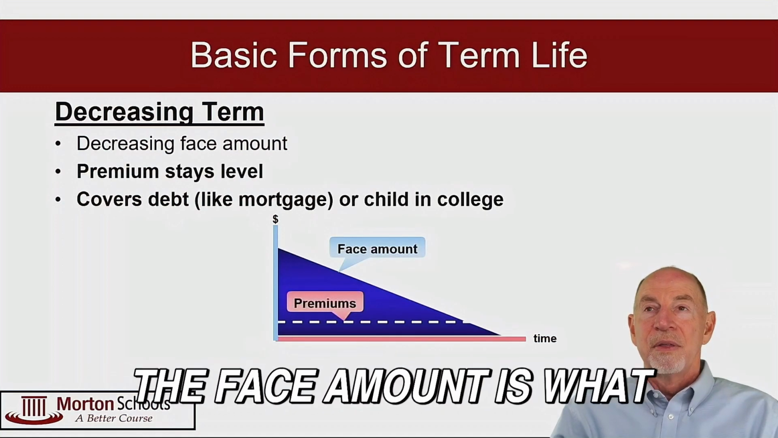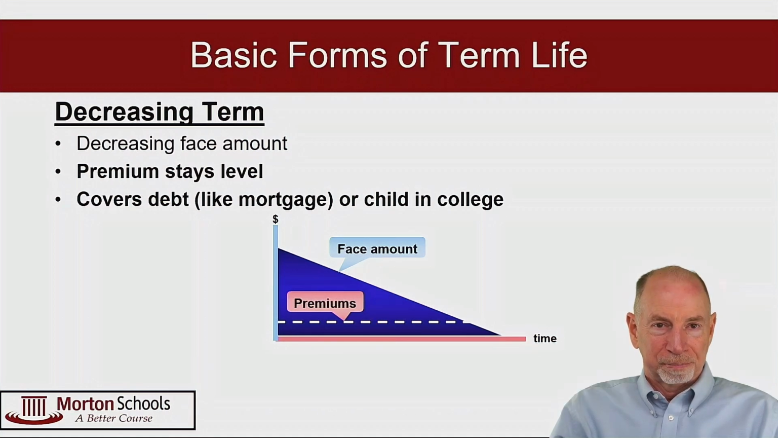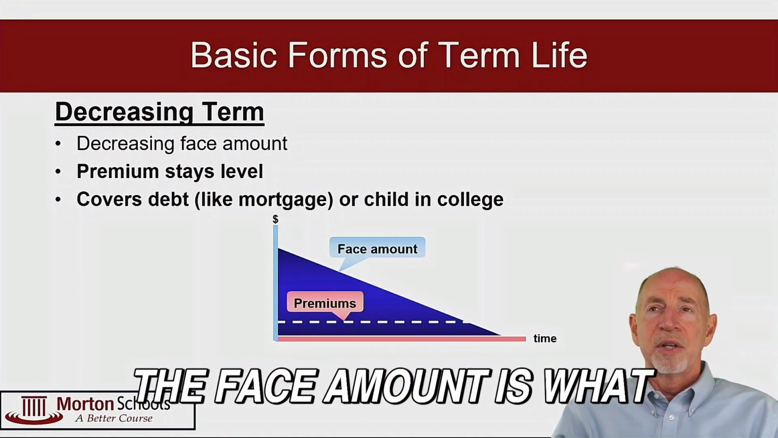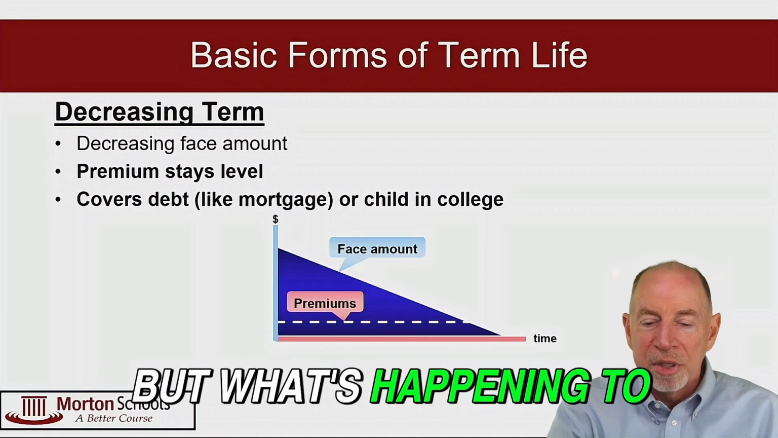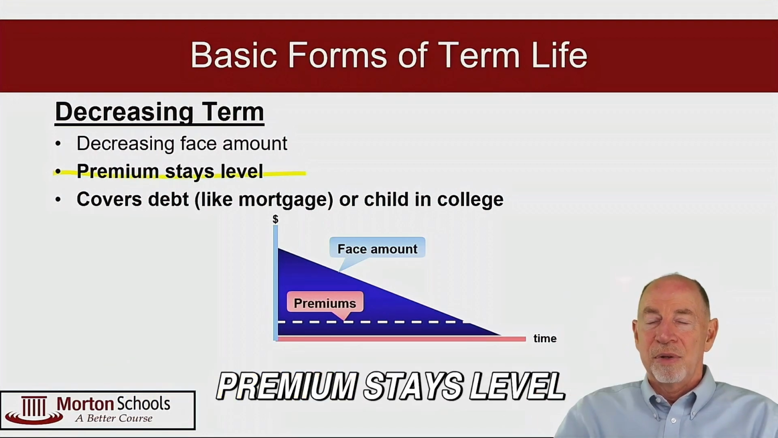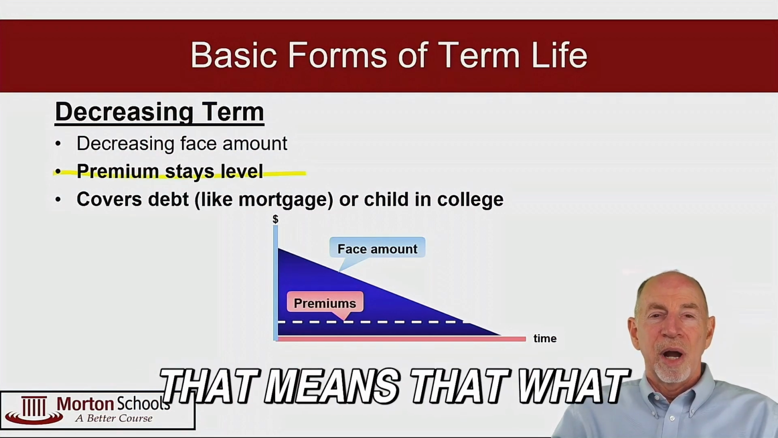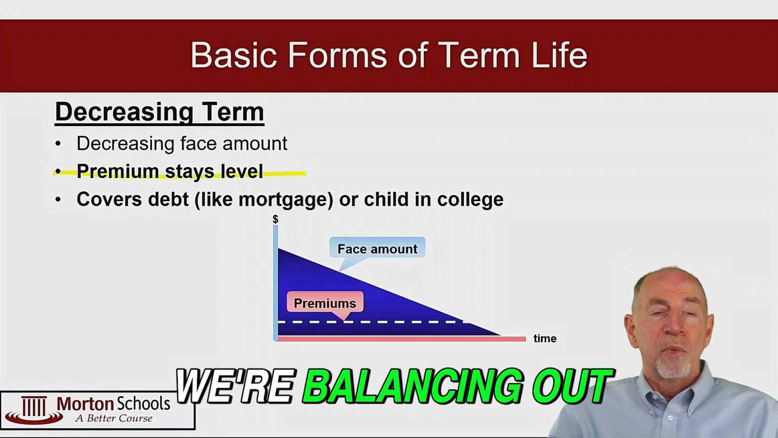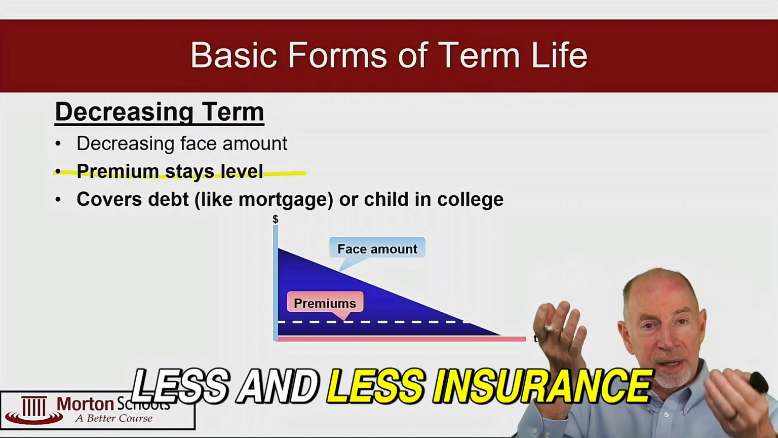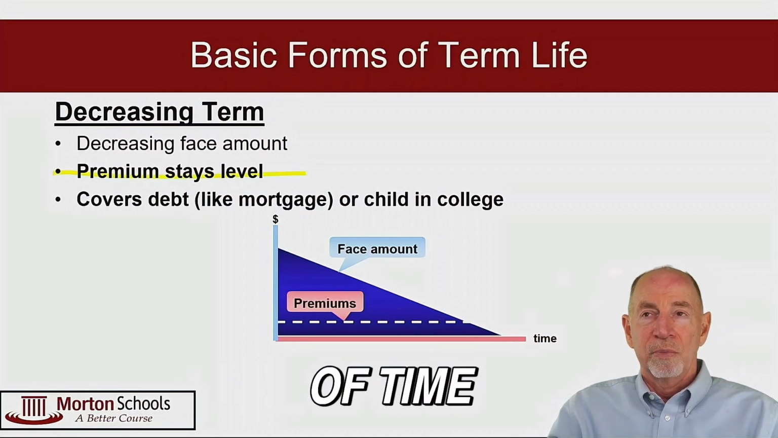Now with decreasing term, the face amount is what? The face amount is going down over time. Does it make sense, everybody? So with a decreasing term policy, the face amount is decreasing. But what's happening to the premium, everybody? Stays level. The premium stays level. And what does that mean? That means that over a long period of time, we're balancing out the fact that as you get older, the insurance gets more expensive, but you're getting less and less insurance. So those two can balance each other out so that we can keep the premium level for a long period of time.